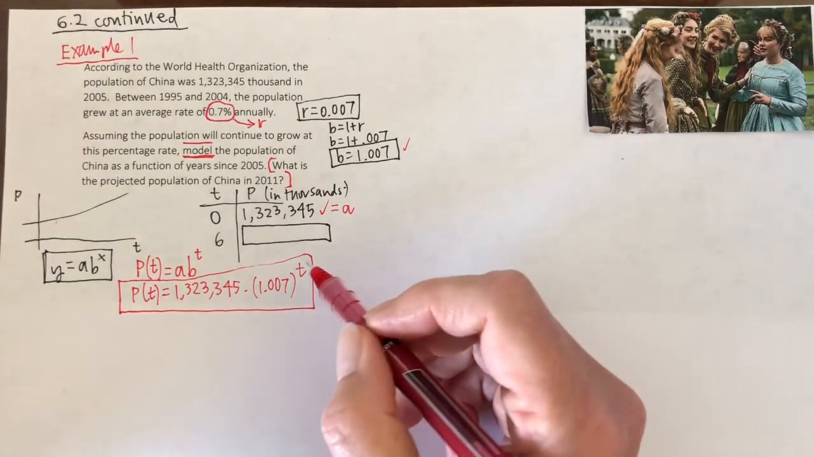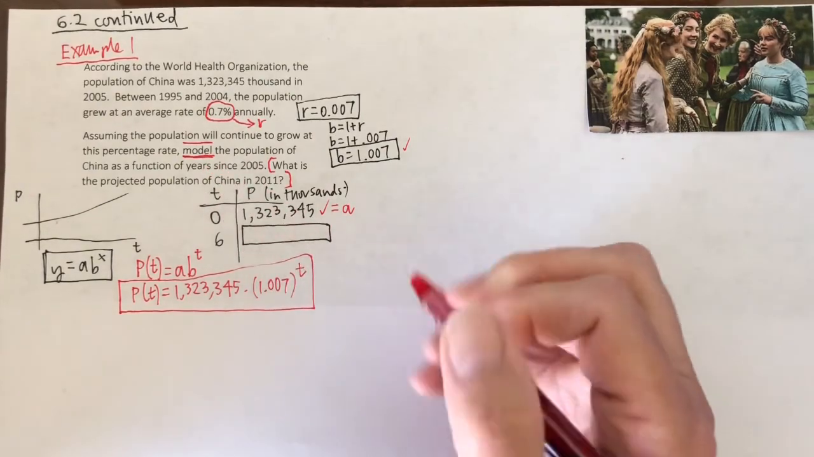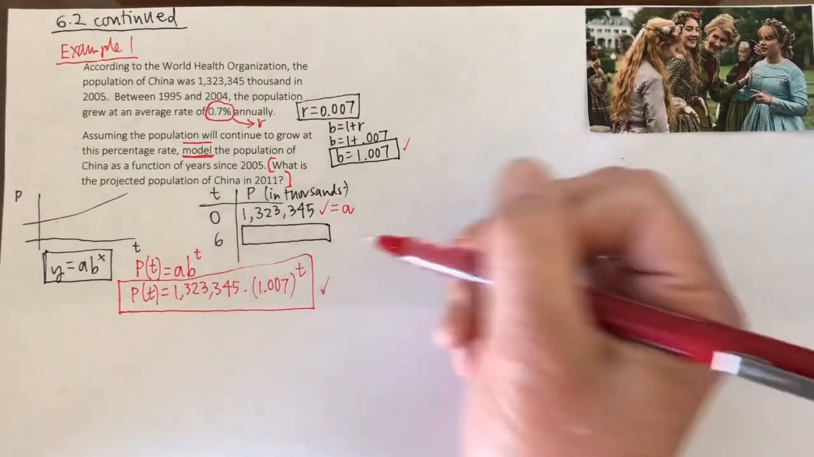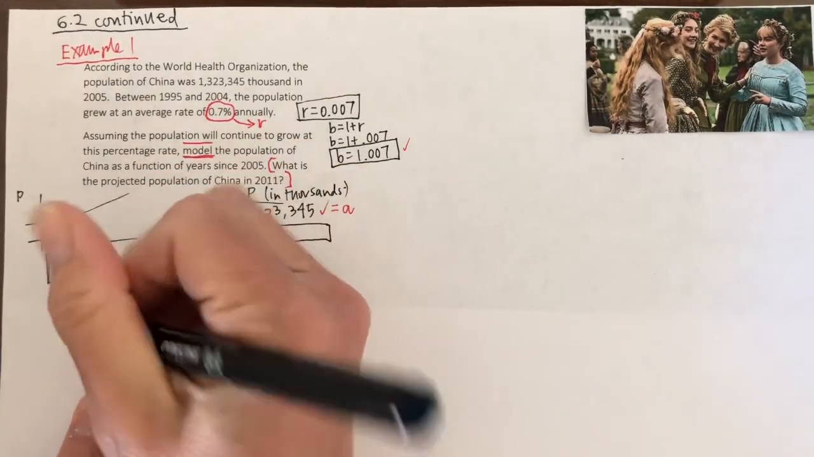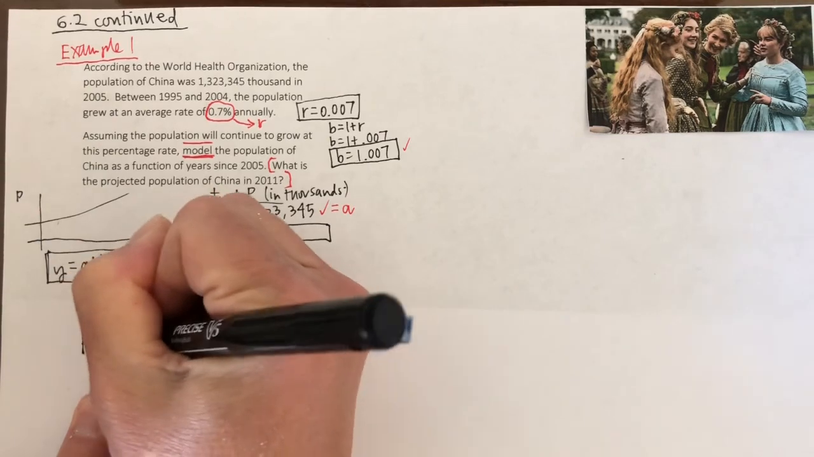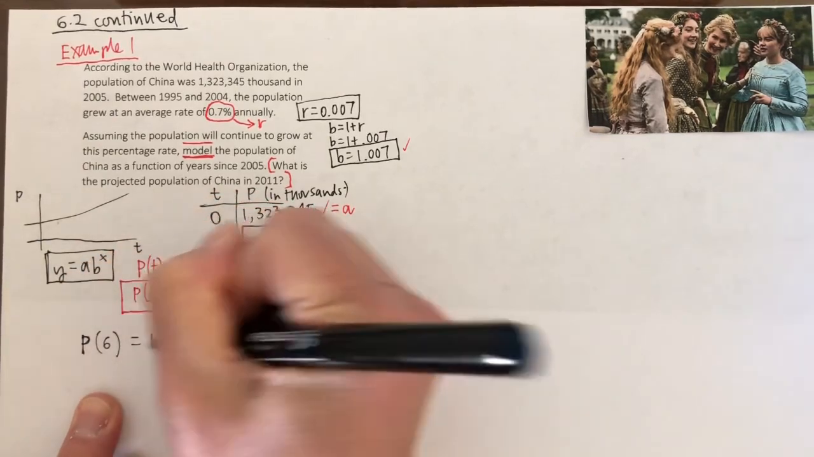So I've done the first thing they asked me to do. I came up with the model. Good. The next thing they asked me to do is find what p of t, the population in 2011, will be: p of 6.